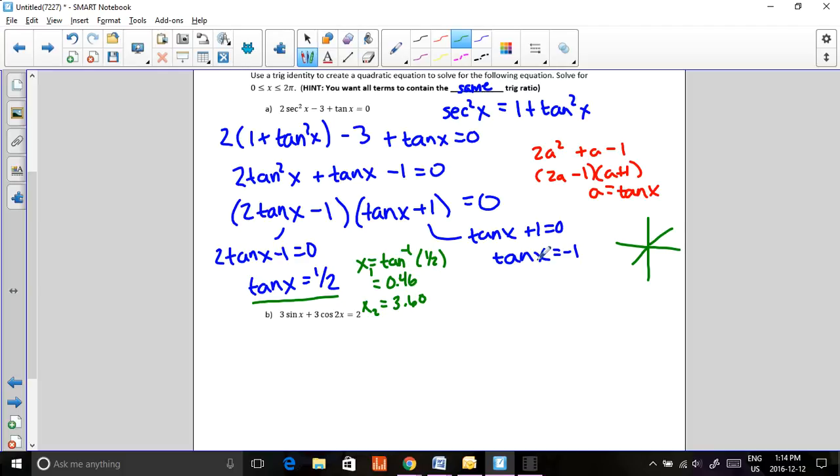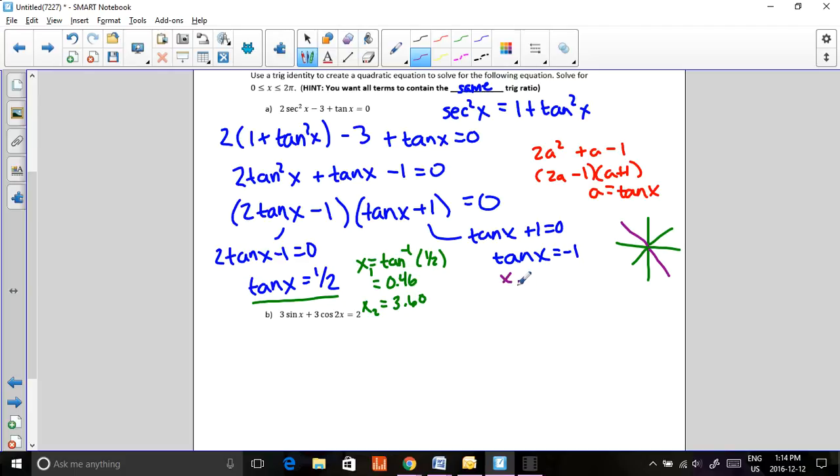Okay, and then where is tan x equal to negative 1? Well, that would be in this quadrant, directly right in the middle. What would cut that in half? Or you can think about it as from a special triangle.